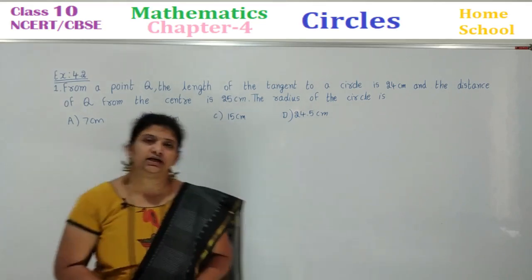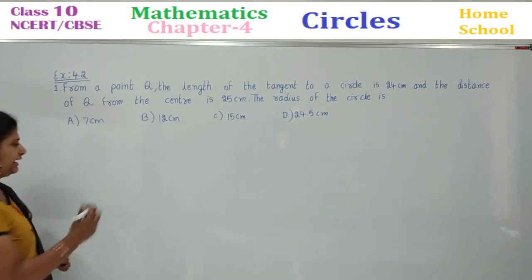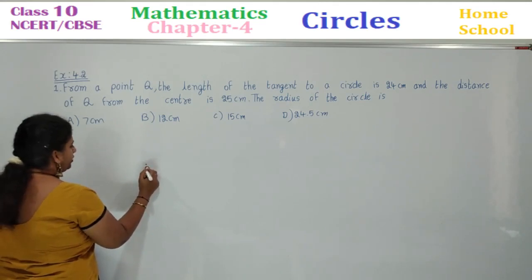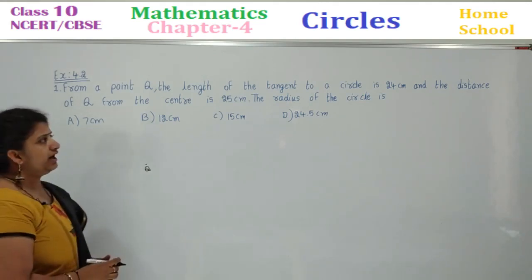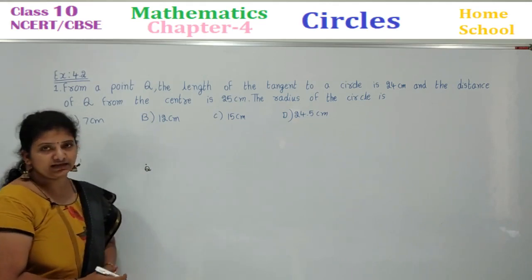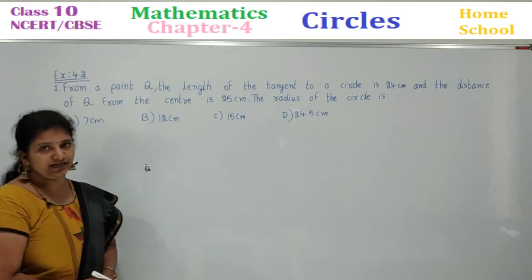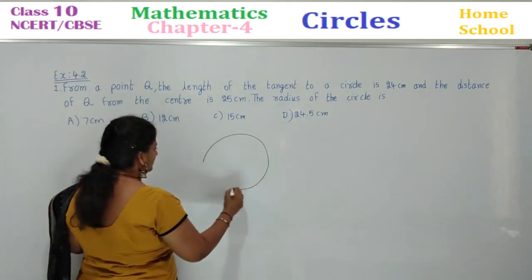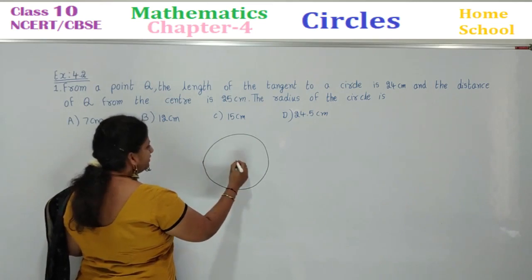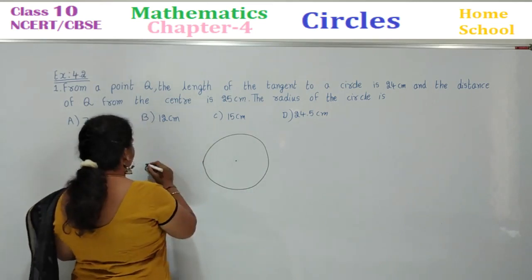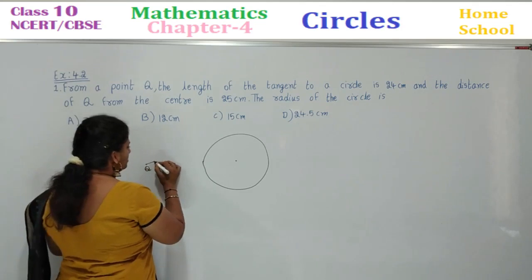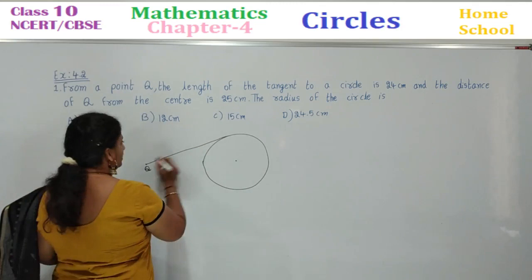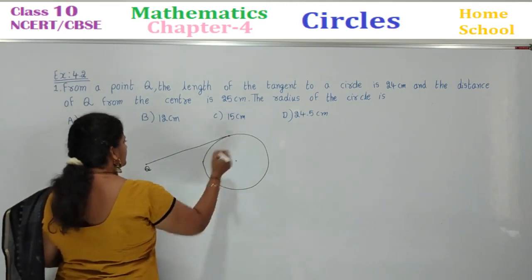From a point Q, where is the point? Let me take somewhere a point, children. From a point Q, the length of the tangent to a circle is 24 centimeters. There is a circle here, center. The tangent from Q, it must be like this. The point of contact is this.